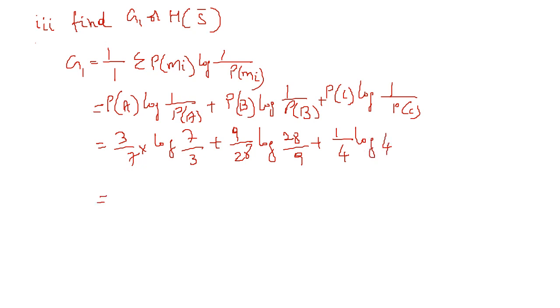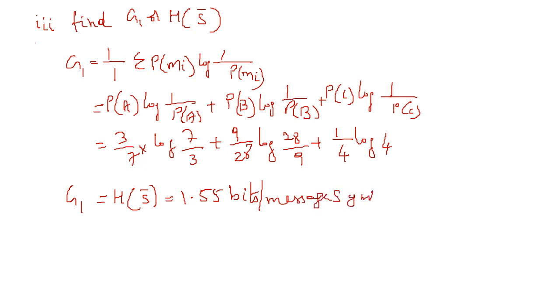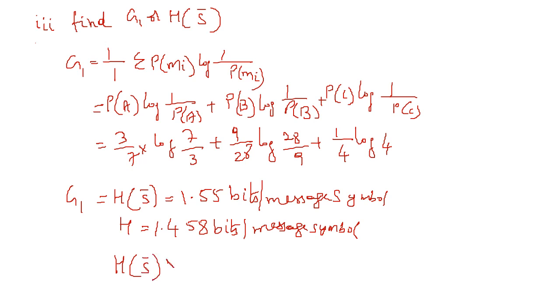We'll substitute all the values in the calculator. So we'll get G1 equal to H of S bar, which is equal to 1.55 bits per message symbol, and we have got the value of H as 1.458 bits per message symbol. So from this we can conclude that H of S bar is greater than your H value, hence it is proved.